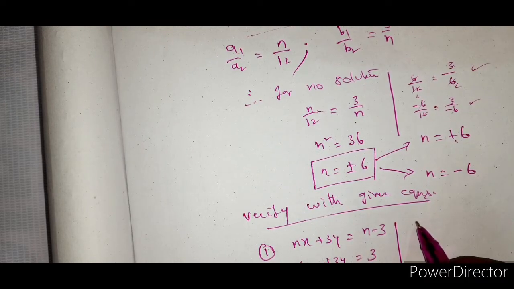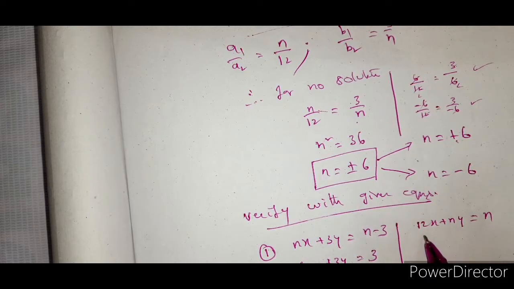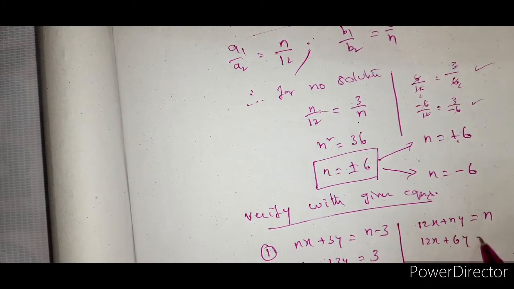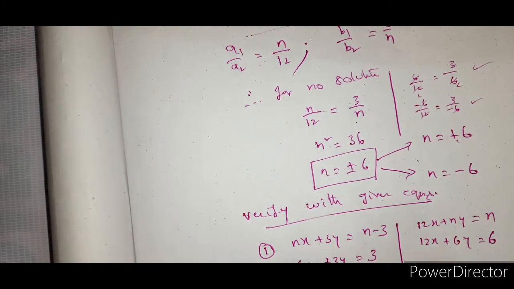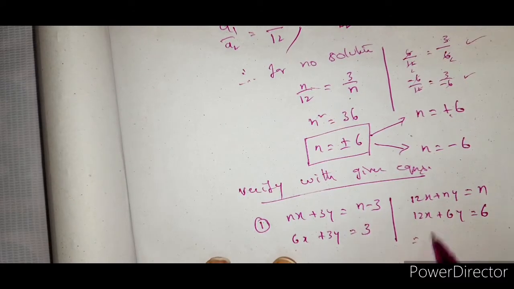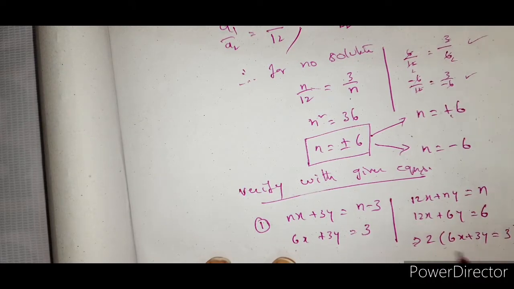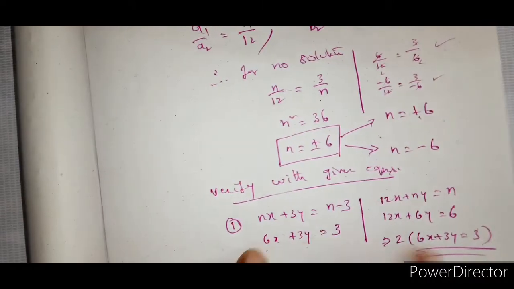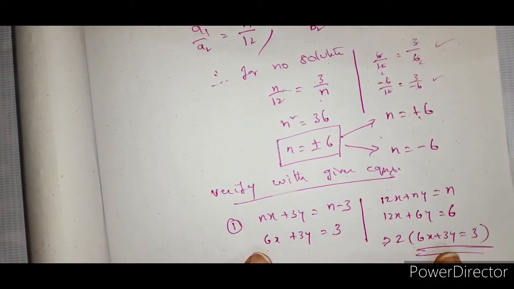What about the second equation? 12x plus ny is equal to n. So that is 12x plus 6y is equal to 6. If you take 2 common, it is 6x plus 3y is equal to 3. Right, so you got this one. Therefore these two are parallel lines.